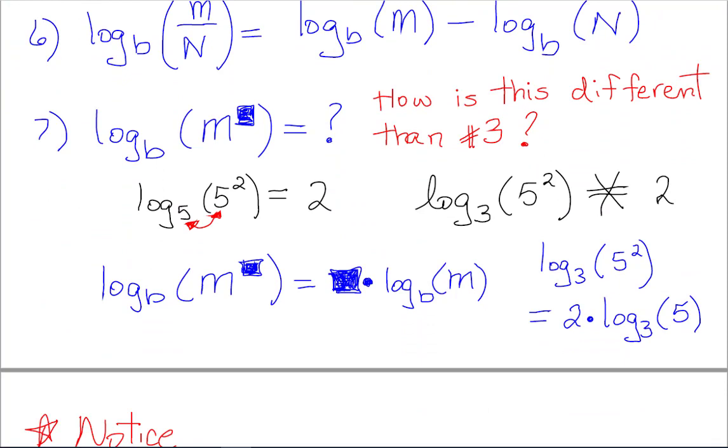So if they match, log 5 of 5 squared, I get the 2 back. If I had log 3 of 5 squared, it's not 2. Well, what happens is if they don't match, then the exponent jumps out in front and is multiplied. So log 3 of 5 squared is 2 times log 3 of 5.